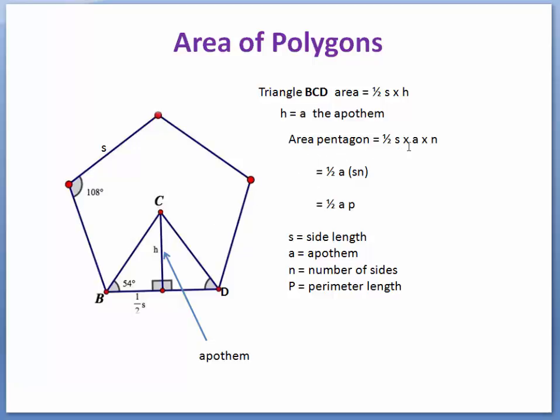We can split the polygon into a number of isosceles triangles. This S and N we can multiply together, so we get half A, S N in brackets, and the length of the side multiplied by the number of sides, that's the perimeter, so that would be this whole 5 sides, that's the perimeter. So we can write that as the area of a polygon is half A, the apothem, multiplied by the perimeter.